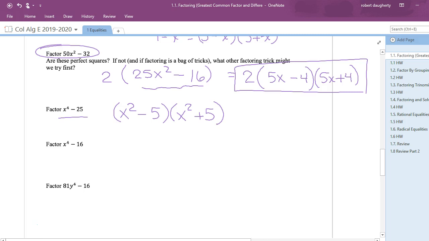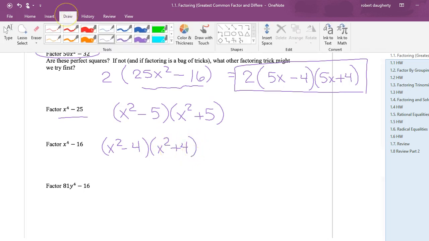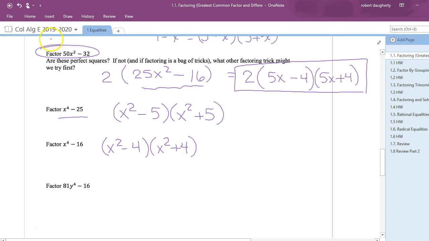Looking at the next one, x to the 4th minus 16. That's x squared minus 4, x squared plus 4. Now, if you look closely, this x squared minus 4 is the difference of two squares. So I can use this same rule again.